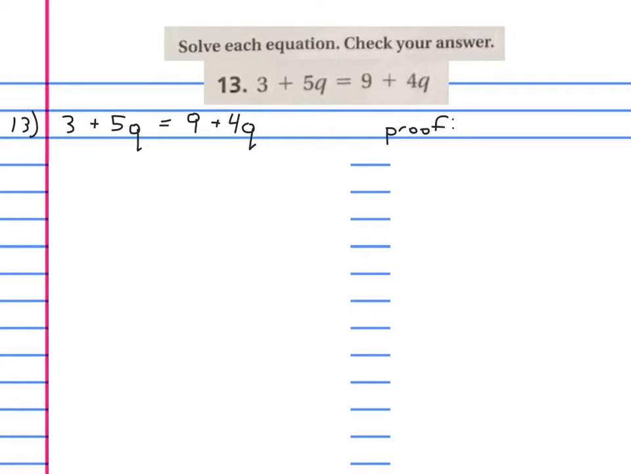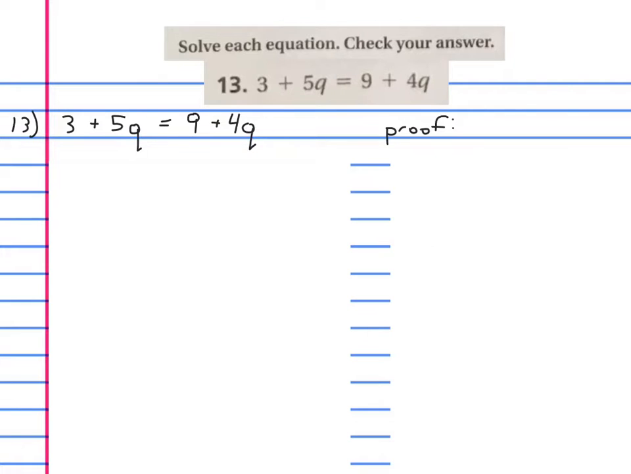Okay, I could also say minus 9 in the back of each one to undo this. And I could also say minus 4q on the back of each one to undo this plus 4q. What am I going to choose to do? Well, I have so many options.